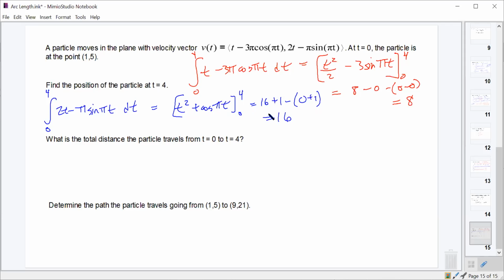And so our final position, if we started at 1, 5, ought to be 1 plus 16, comma 5 plus the 8. Oh, I did those backwards. Sorry, 1 plus the x displacement, 1 plus 8, and 5 plus the y displacement, which is 16. So we end up at 9, 21. Good or no?